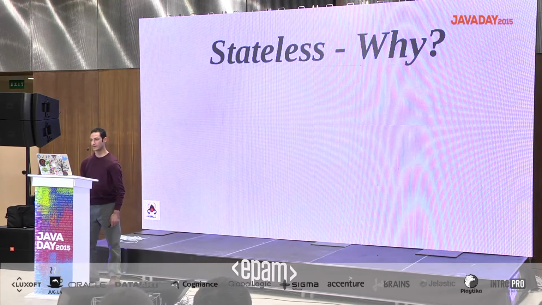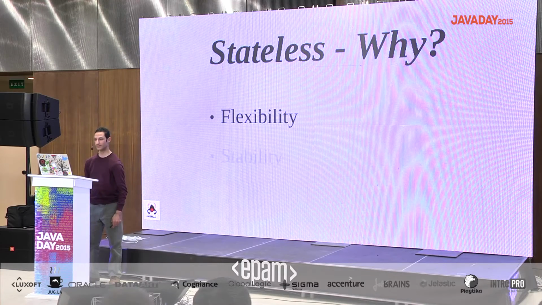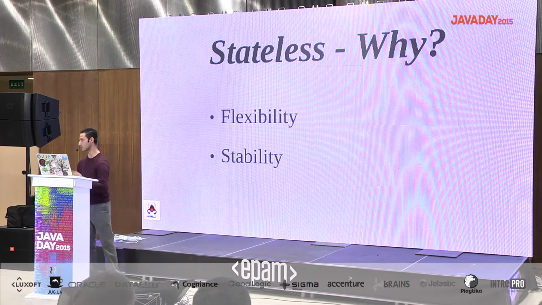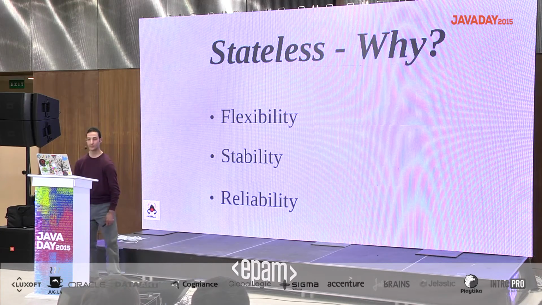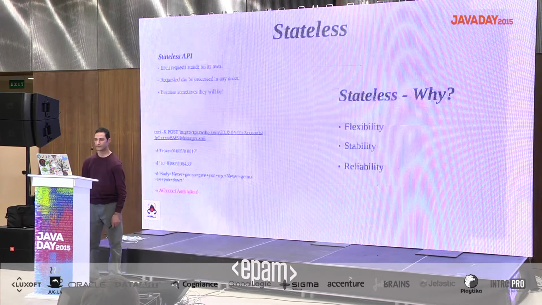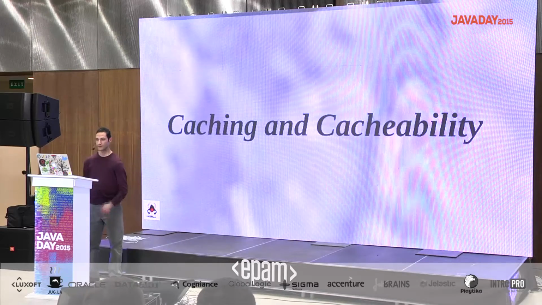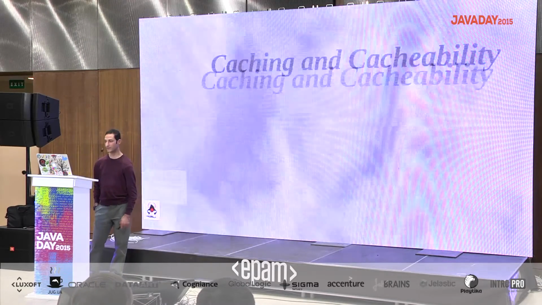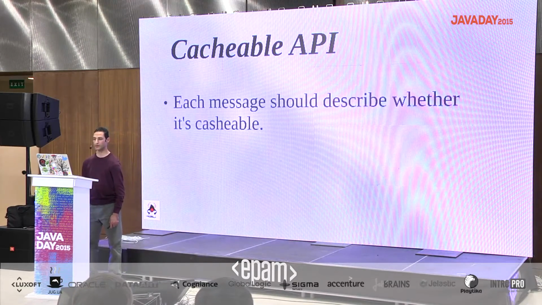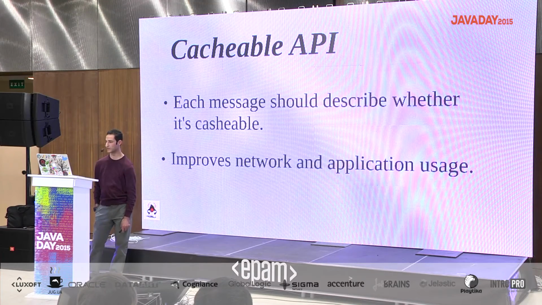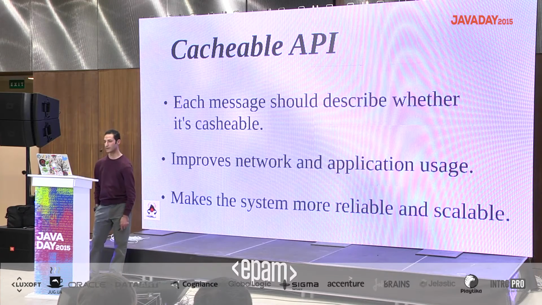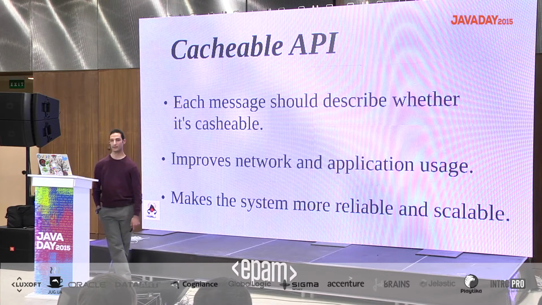Stateless, why? Flexibility, for sure, and stability, because there is no dependency, no more headaches. It's just one URL means one action. Reliability, and you can add more actions after that. Caching and cacheability mean a cacheable API. Each message should be described whether it's cacheable or not. It improves network and application usage, and makes the system more reliable and scalable.